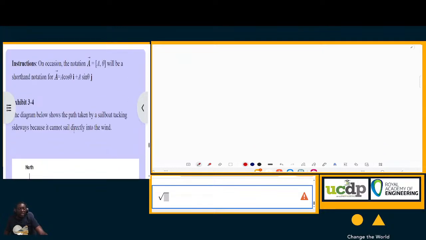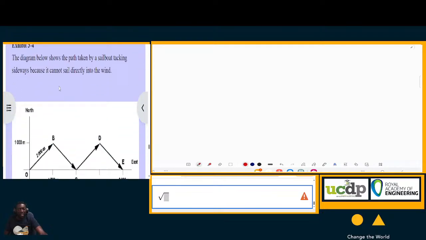On occasion, the notation vector A given by magnitude of A and theta will be shortened, as we have said already. The diagram below, exhibit 3.4. Yes, Koketso?